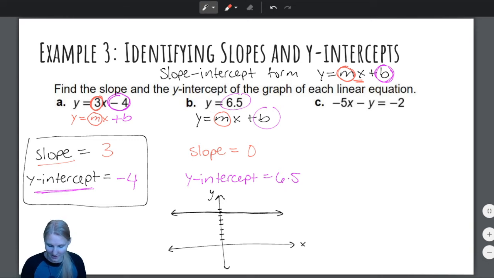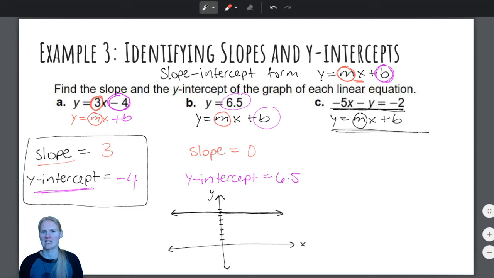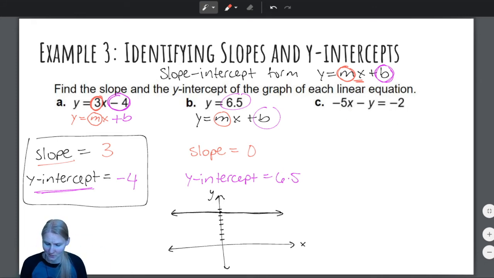Okay, lastly, let's move on to part C. Okay, so y equals mx plus b, and the slope is m, so, oh, wait a minute. Part C doesn't look like y equals mx plus b. It's all out of order. I have negative 5x minus y. Whoa, whoa, whoa. We need to fix this. We need to change this equation so that it looks like y equals mx plus b. So I need to solve for y.